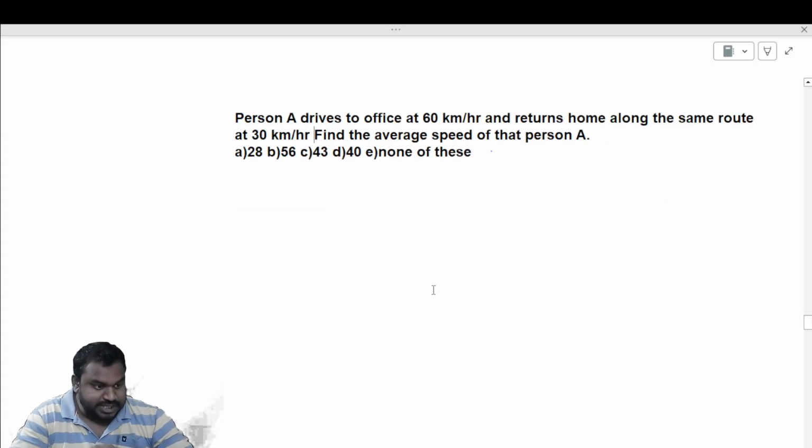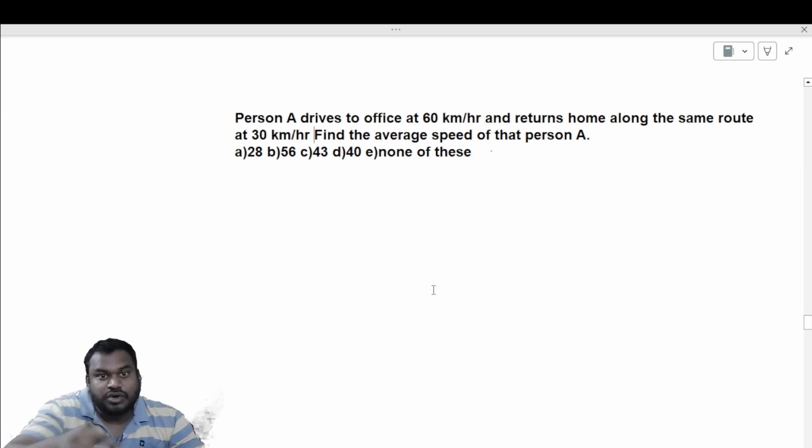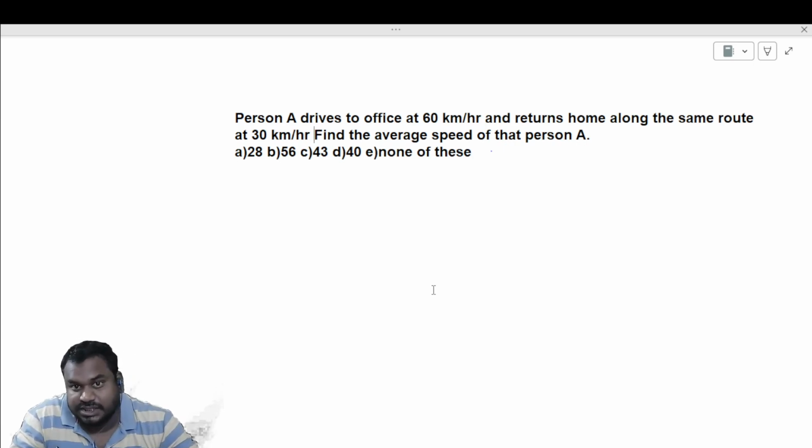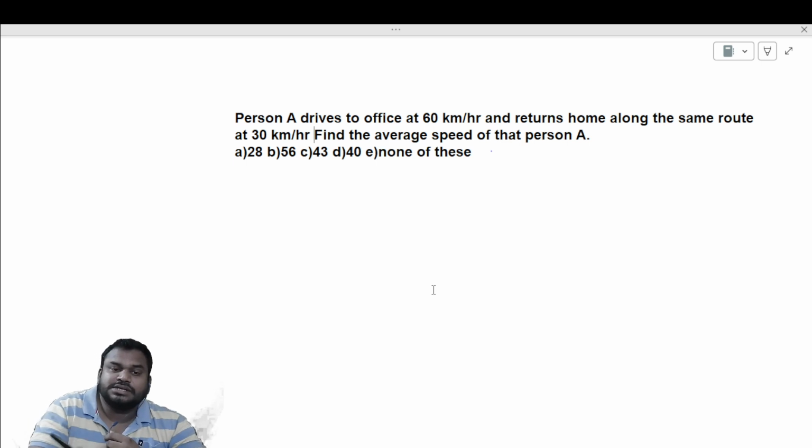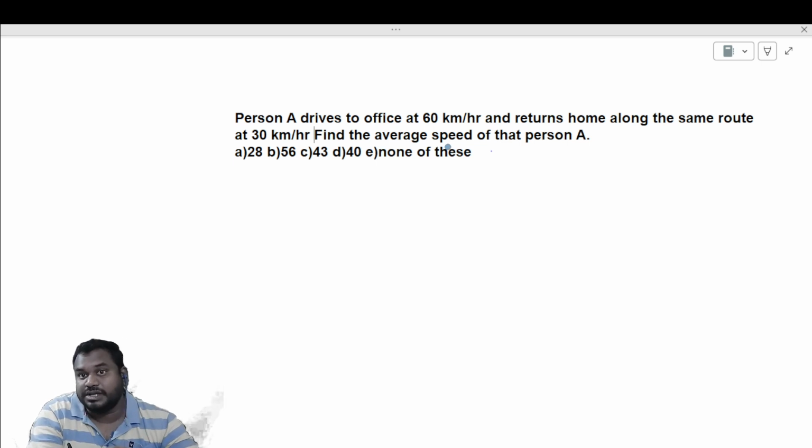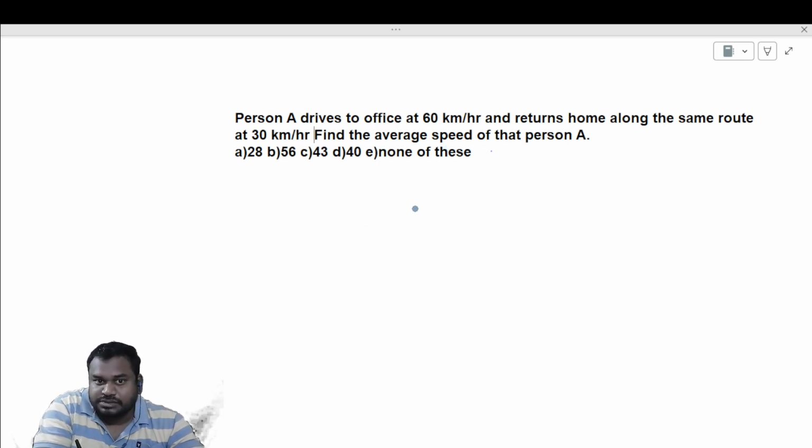Person A drives to office at 60 kmph and returns home along the same road at 30 kmph. While going, he is going at 60 kmph, and while coming, he is coming at 30 kmph. Find the average speed of that person. See here, the speed, time and distance topic and average are given together. Okay, but I'll tell you the initial concept.